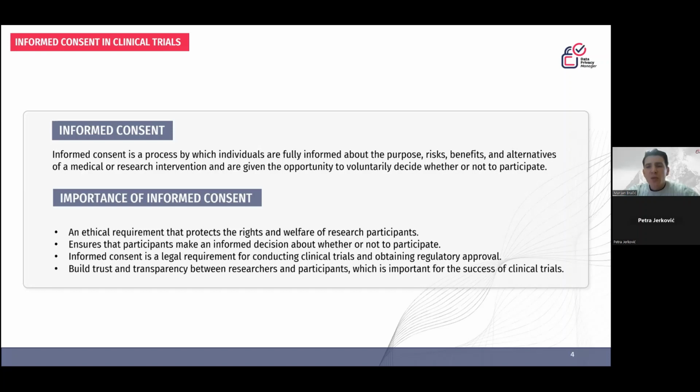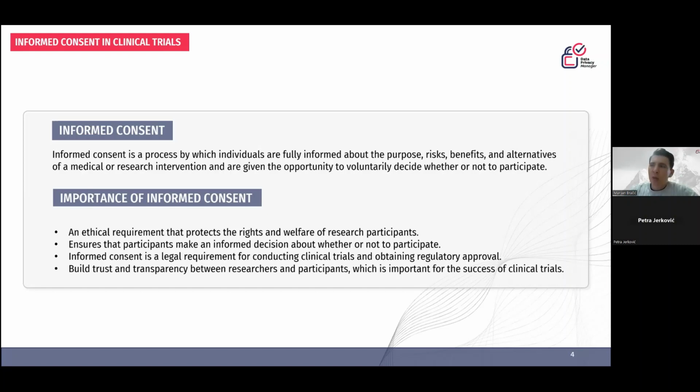Additionally, informed consent is a legal requirement for conducting clinical trials and obtaining regulatory approval. And finally, obtaining informed consent can also help build trust and transparency between researchers and participants, which is important for the success of clinical trials.